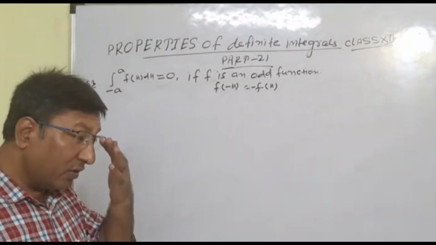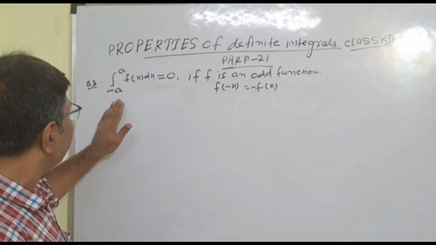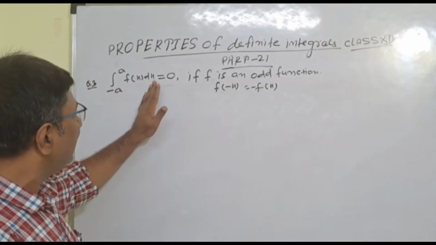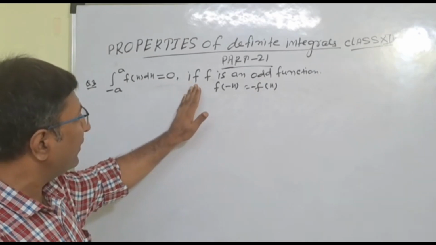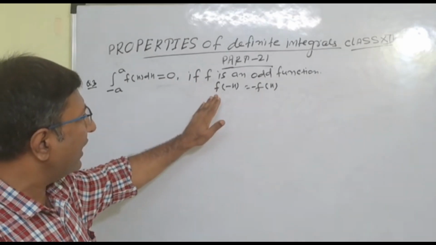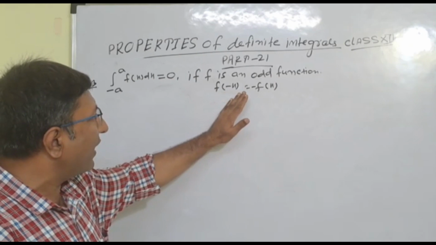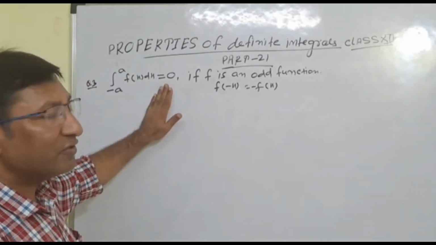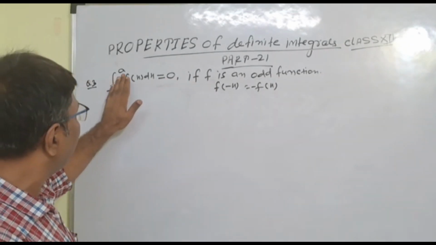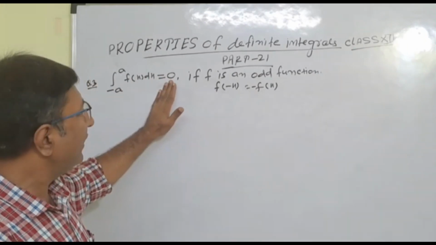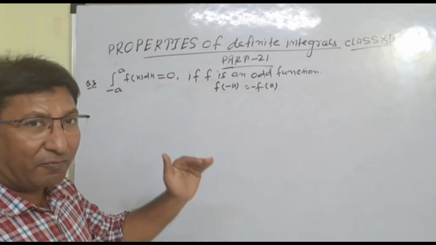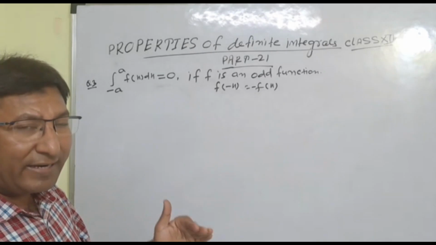Now see the third property. The third property is that the integration from minus a to a of f of x dx equals 0 if f is an odd function, that is, f of minus x equals minus f of x. Then the result will be 0. So the integral from minus a to a of f is always 0 if the function is odd, that is f of minus x equals minus f of x.